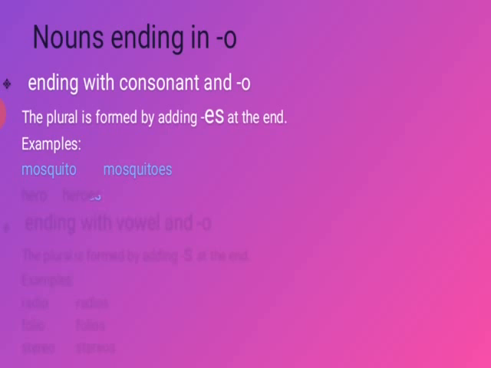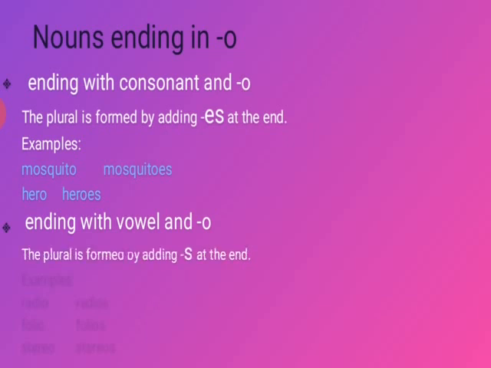And the next example is hero. It is again ending on a consonant R and O. So we have changed it into a plural form that has become heroes by adding es at its end. Another rule for nouns ending in O is that if the word is ending with a vowel and O, the plural is formed by adding s at its end.